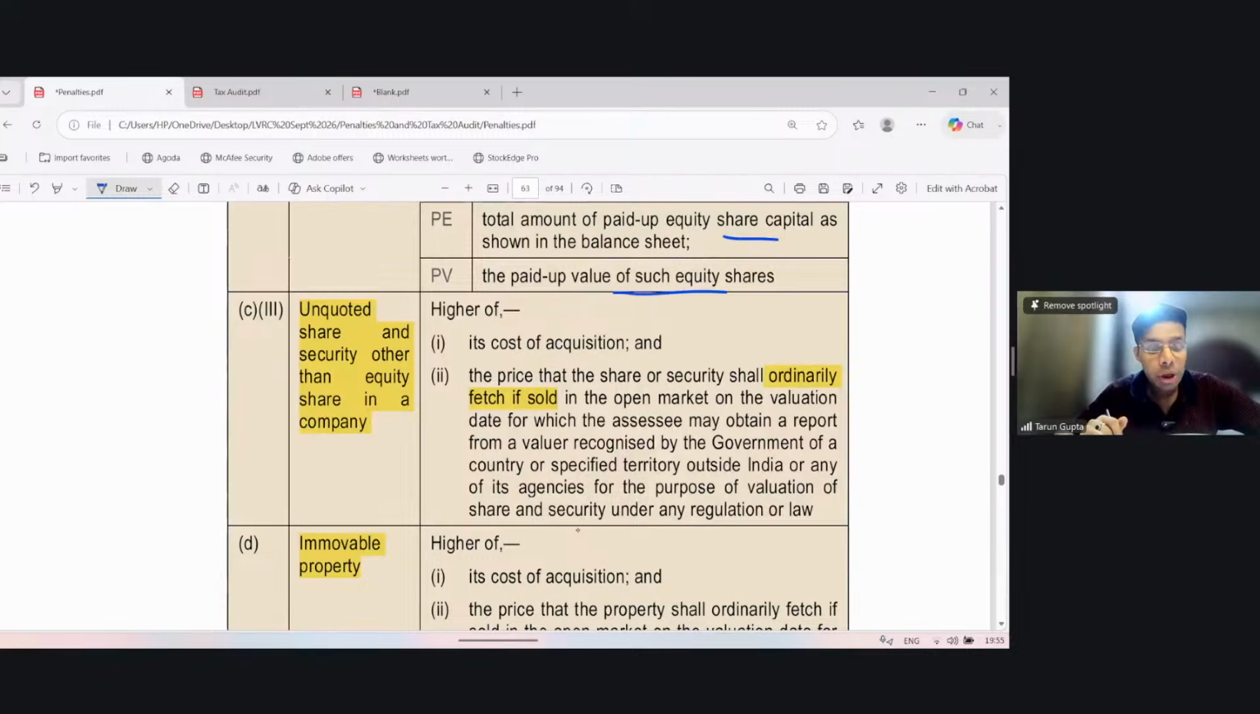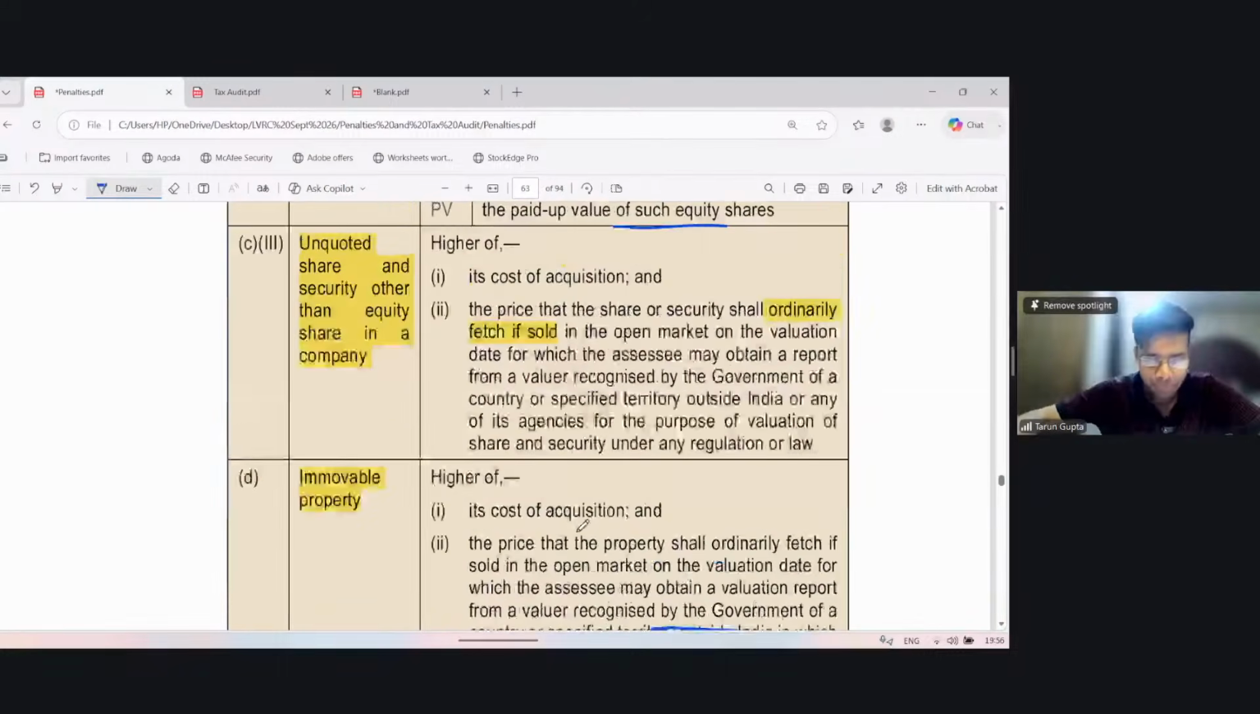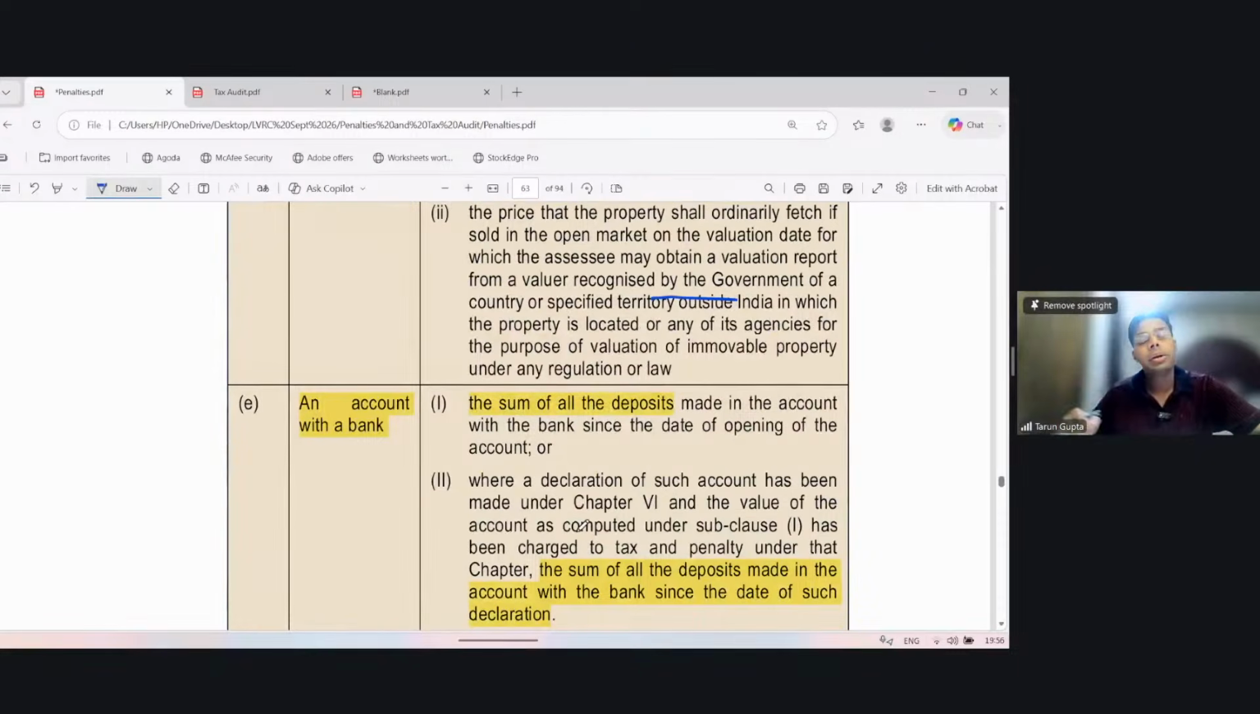In respect of unquoted share or security other than equity share, their value shall be the higher of cost or the price that such share or security would fetch if sold in the open market as on the valuation date. Immovable property: their value shall be the higher of the cost or the price the property would fetch if sold in the open market as on the valuation date. Here also you can take a report from the valuer, which is registered with or recognized by the government of such foreign country. This is important. An account with a bank.